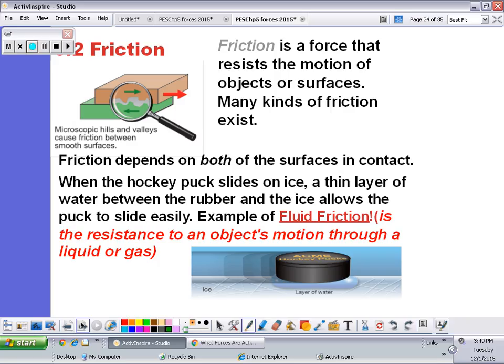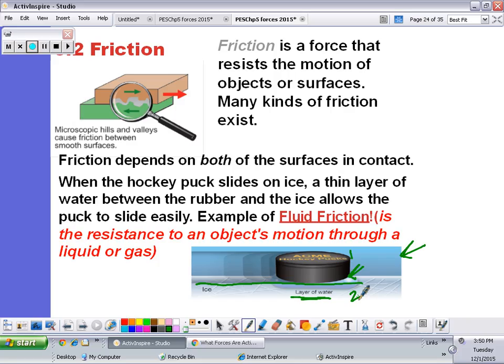Here is an example of a hockey puck. So the hockey puck slides on ice. But right above the ice, right here, there's this thin layer of water, a liquid. And that allows the puck to slide easily. And when you have a fluid or a gas that is the layer between object 1 and object 2, the ice, it's going to reduce the friction. It's going to be called fluid friction. This is the resistance to an object's motion through a liquid or a gas.